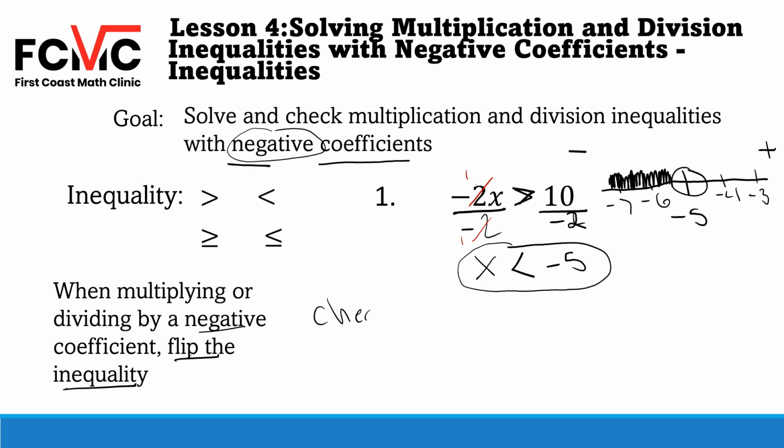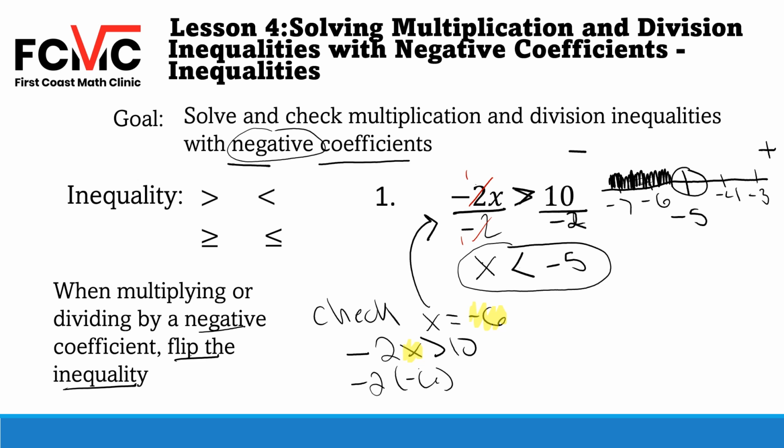So for our check, let's pick some values from our solution set where our graph is. So I'm going to pick x equals negative 6 and substitute that back into our inequality. So our original inequality, negative 2x is greater than 10. So let's take that negative 6, put it in for x. Negative 2 times negative 6 gives us 12, and we get 12 is greater than 10, which is a true statement.